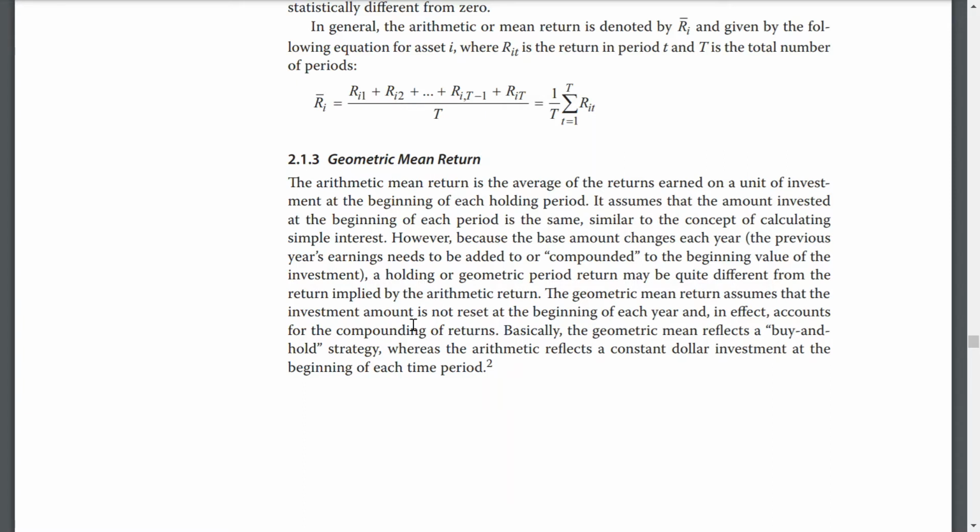The geometric mean return assumes that the investment amount is not reset at the beginning of each year and in effect accounts for the compounding of returns. Basically, the geometric mean reflects a buy and hold strategy, whereas the arithmetic mean reflects a constant dollar investment at the beginning of each time period.